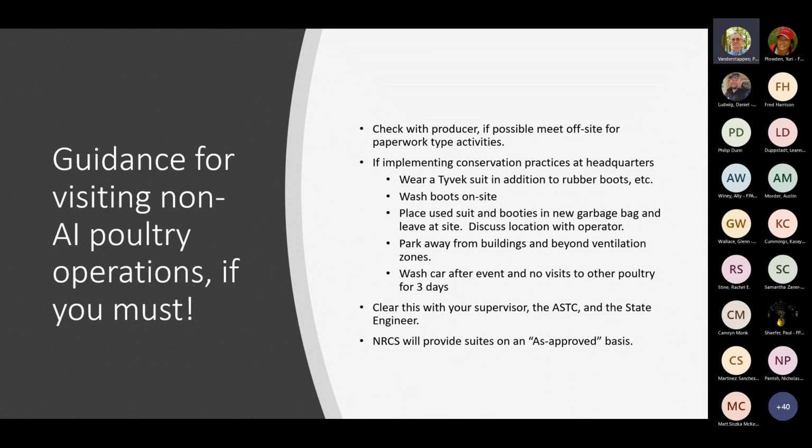So this is guidance for visiting non-AI poultry operations, just a regular poultry operation that has no known issues. And you're going to go out there and actually have to implement a plan. You have to physically go on the property at the headquarters, at the poultry barns, and visit them. You're supposed to do that. But the key is, before you do any of this, you need to clear it with your supervisor, the ASTE for operations, and the state engineer.